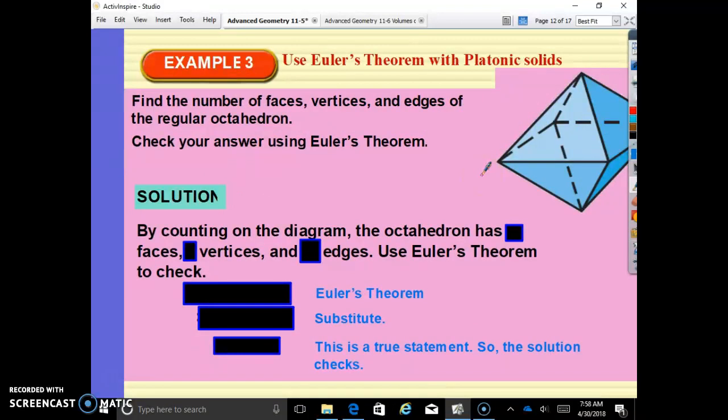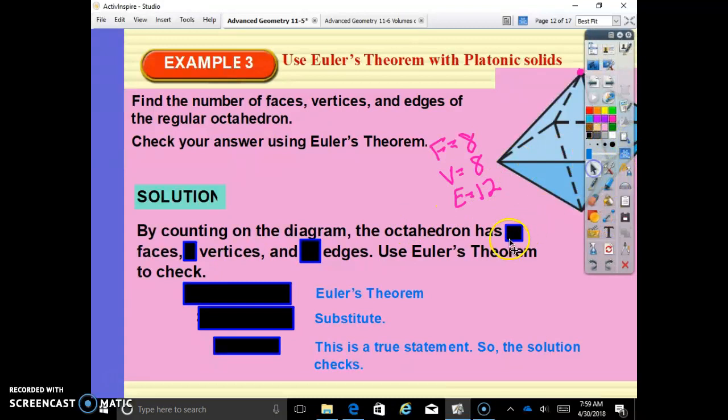All right, so find the number of faces, vertices, and edges of the regular octahedron. All right, so faces, vertices, and edges. How many faces? We have 1, 2, 3, 4, and 4 is how many? 8. Vertices, 1 plus 4 plus 1. Edges, 4, 4, and 4. So let's plug it into the formula and see what happens.